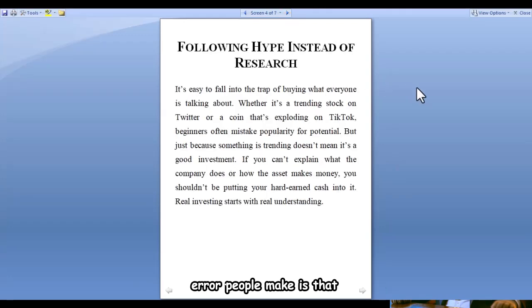The next error people make is following hype instead of research. It's easy to fall into the trap of buying what everyone is talking about, whether it's a trendy stock on Twitter or a coin that's exploding on TikTok.